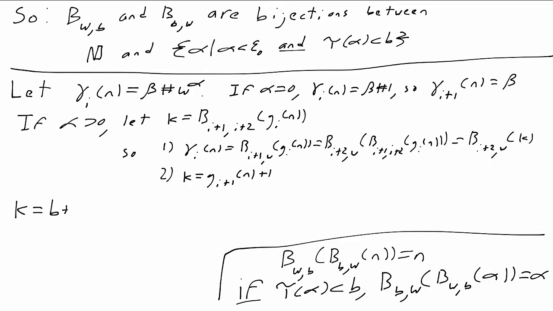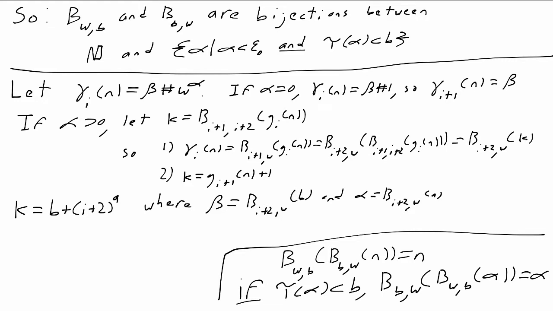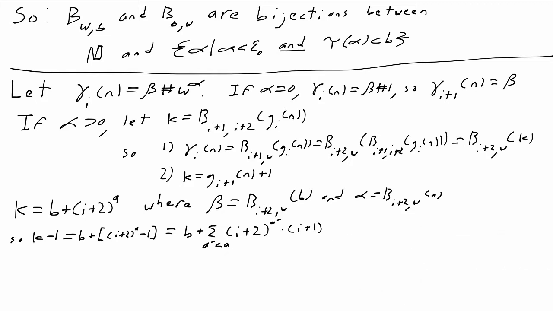It must be b + (i+2)^a, where b_{i+2}^ω(b) is β, and b_{i+2}^ω(a) is α, which we said is greater than 0. So when we subtract 1 from k, we keep the b term, and we get (i+2)^a minus 1 written in hereditary base i+2, and that's equal to the sum over all the a' less than a of (i+2)^{a'} times (i+1). So g_{i+1}(n) is b plus the sum over a' less than a of (i+2)^{a'} times (i+1).